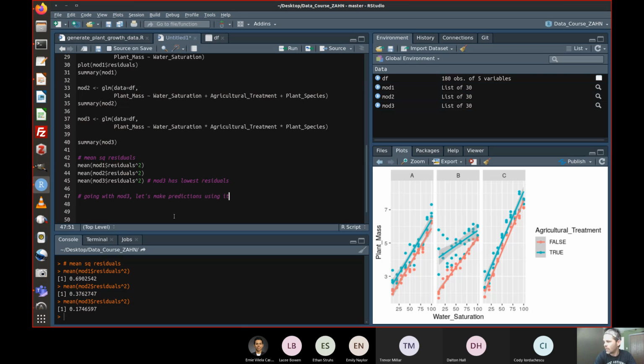We can actually use that model to make predictions. And that should make sense to you. We've got an equation for a line. The equation for that line depends on water saturation, agricultural treatment, plant species, and all their interactions.